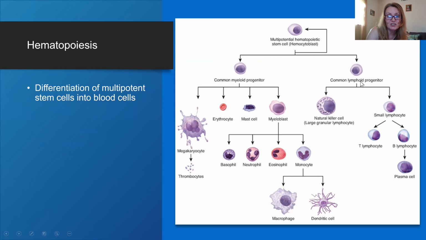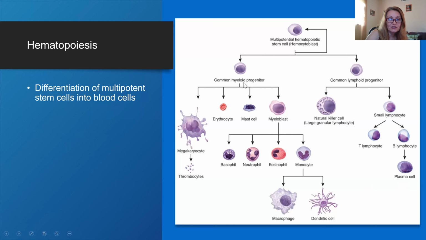And then lymphoid progenitor cells will differentiate into natural killer cells and lymphocytes, and those lymphocytes then become T lymphocytes and B lymphocytes, and B lymphocytes become plasma cells, right? So all these natural killer cells, T cells, B cells, and plasma cells can be found in your blood plasma, and some of them in your tissue fluids.